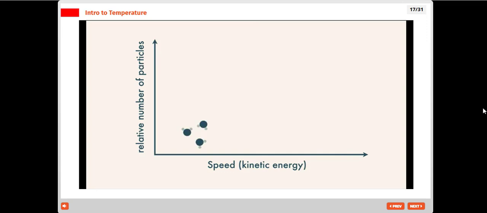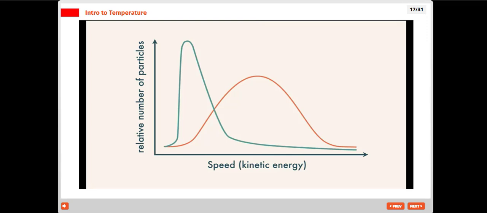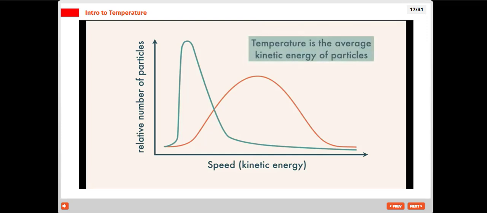These few particles with a slower speed have less kinetic energy, and these particles with faster speeds have higher kinetic energy. But we can't easily take a snapshot of just one or a few particles. When we measure the temperature, we're looking at the average kinetic energy of many particles. This bell curve may represent a fairly warm temperature, and this curve a relatively lower temperature. There are lots of particles that have the same kinetic energy at both of these temperatures, but again, temperature is the average kinetic energy of particles.